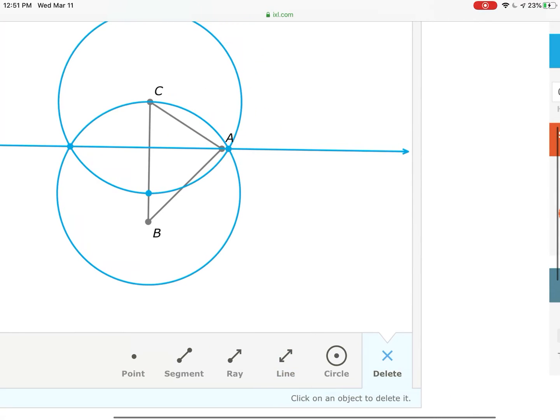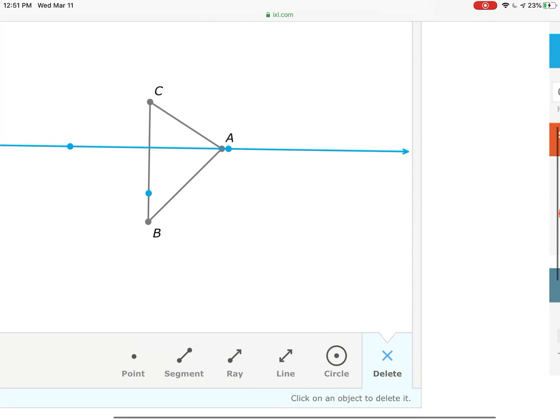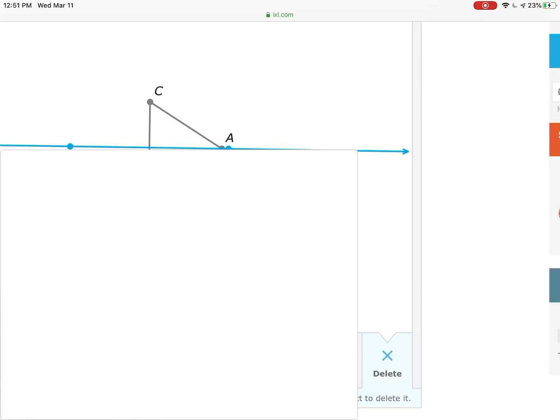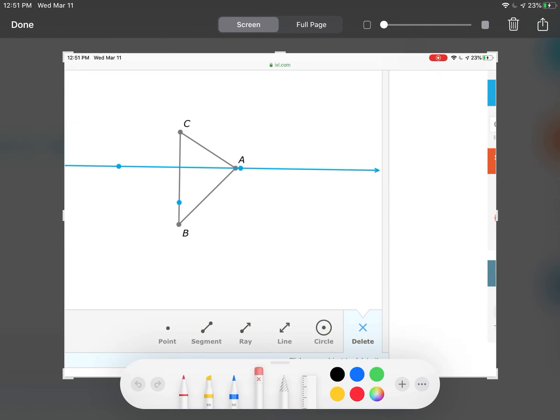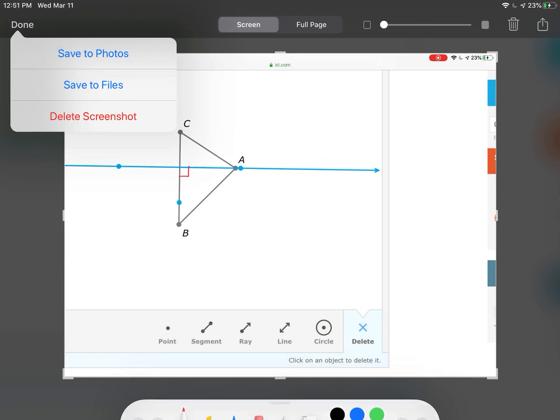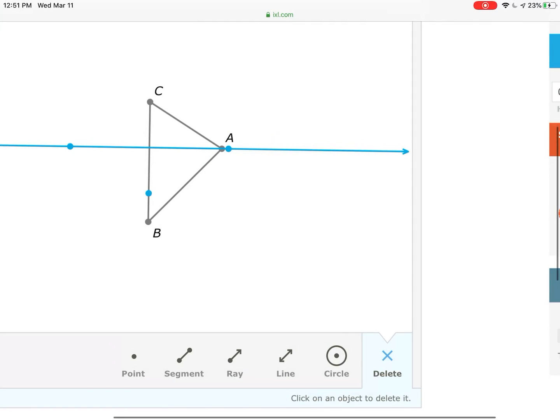What makes it an altitude? If you guys remember, altitudes make 90-degree angles here. So this is 90 degrees. Okay, all right, let's go back to the thing.